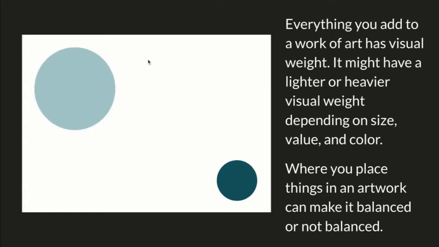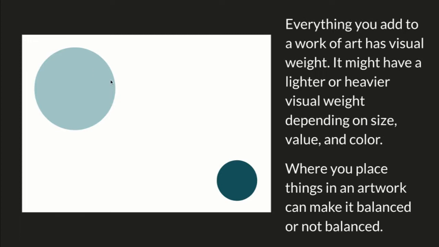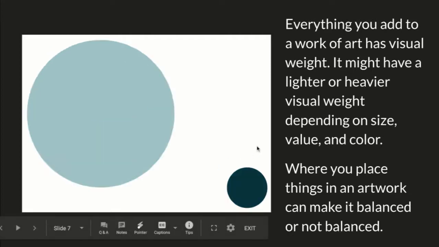If we were to change the value, now our largest circle here is a lighter value than our small circle, which more balances out these 2 circles because it being a lighter value makes it be lighter in visual weight than our darker value over here. But we still have a nice large circle, so that size still plays a role. So looking at these 2 circles, I would say that still our smaller circle, because it's so much darker in value, is actually a heavier visual weight.